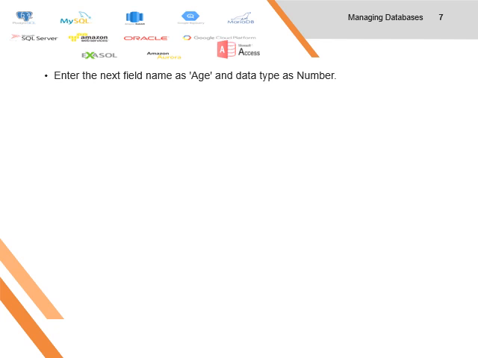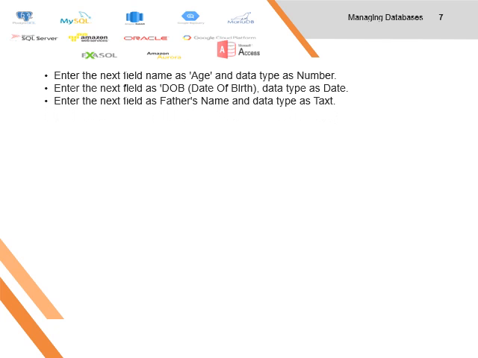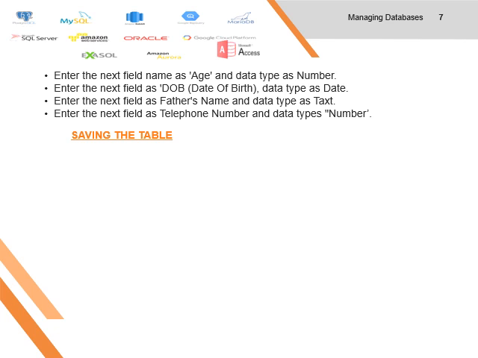Enter the next field as date of birth and the data type as date. Enter the next field as father's name and the data type as text. Enter the next field as telephone number and the data type number.